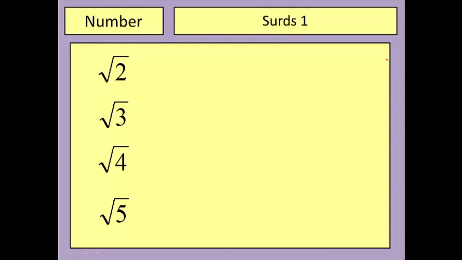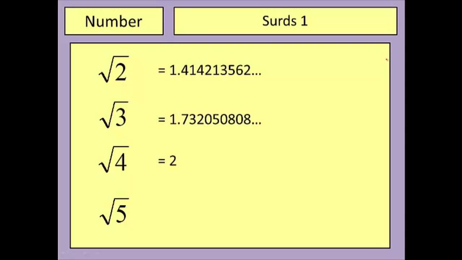In this video we're going to start to look at something called surds. On the screen you should see a couple of different numbers that have been square rooted. The square root of 2, which is 1.414, etc. The square root of 3, 1.73, and so on. The square root of 4 is just 2. That's nice, I can work with a 2. And the square root of 5 is 2.23, and so on.